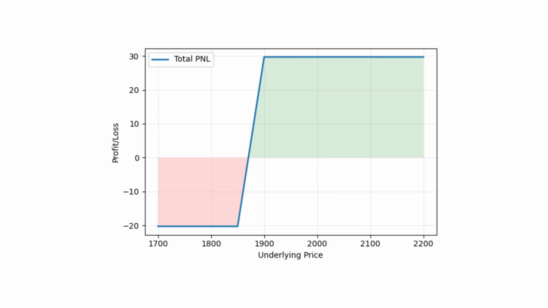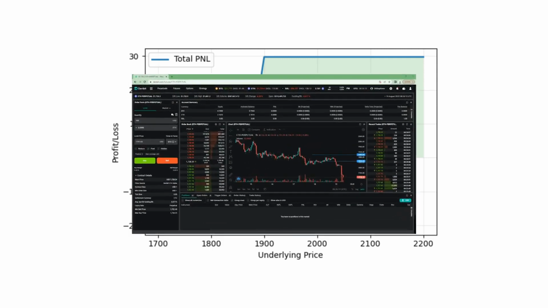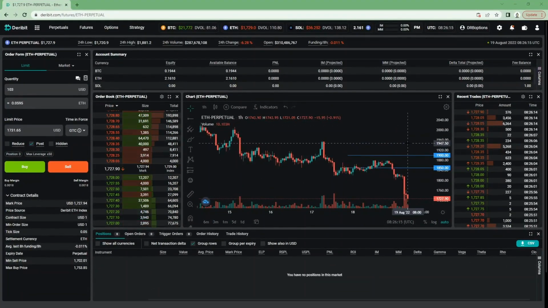Now our position has been established, we are going to let it expire so we can see how expiry works in the transaction log and see how much profit or loss our bull call spread made. We come back to our account just after the position has expired. The time is about 8:26 on August 19th, and the position expired at exactly 8.